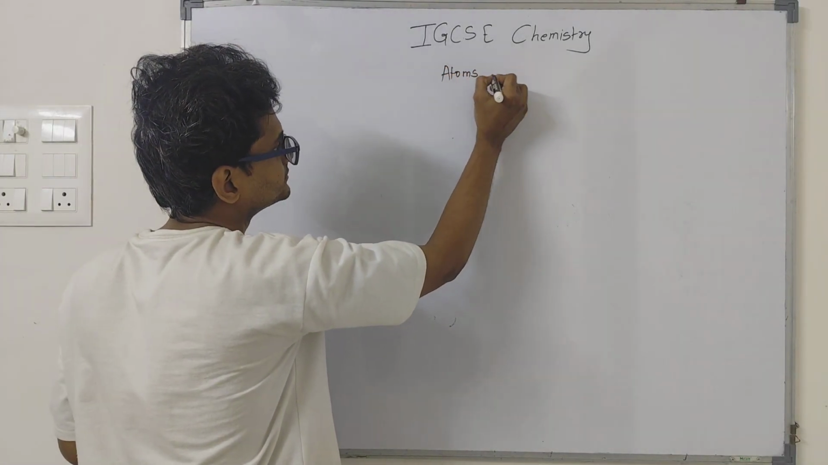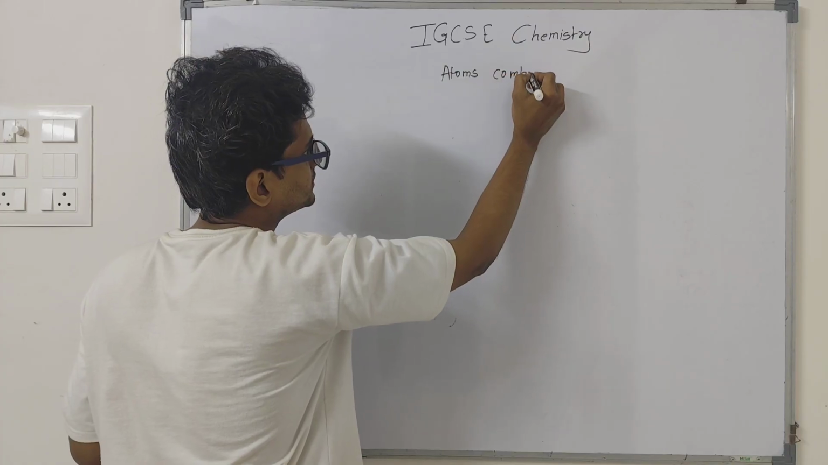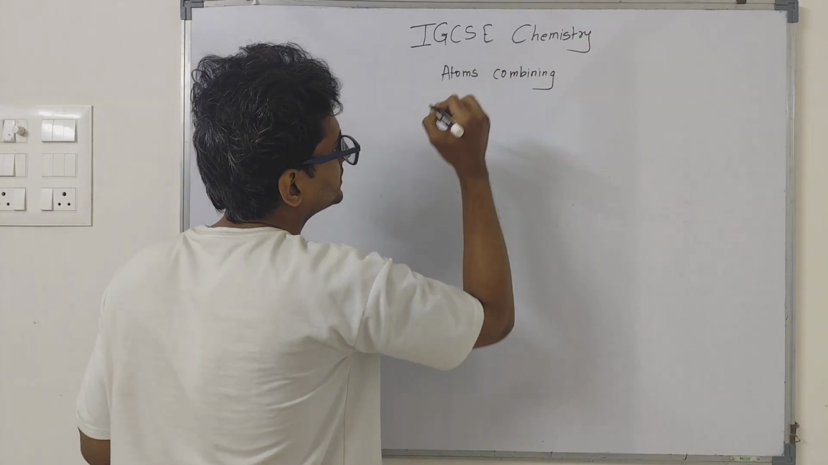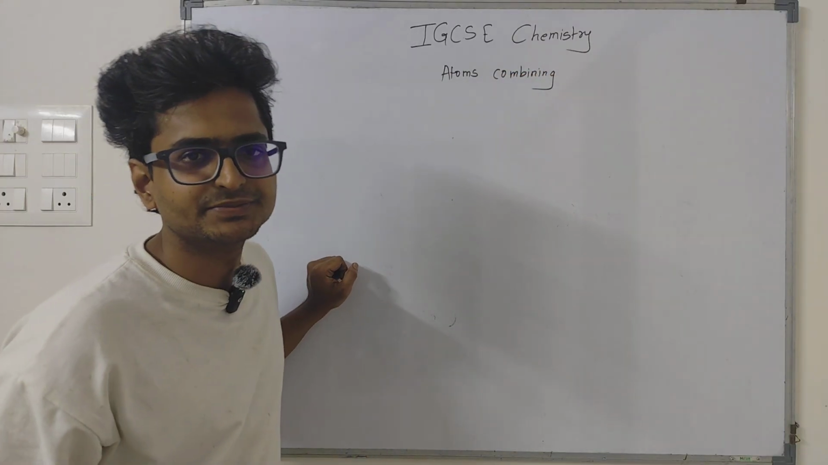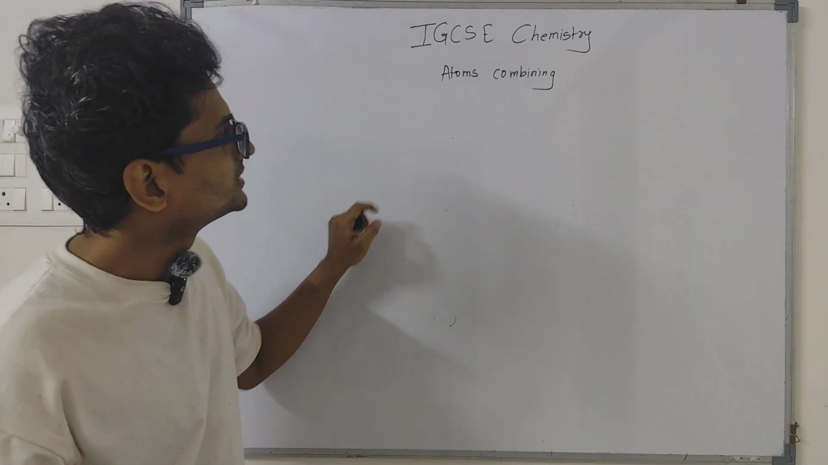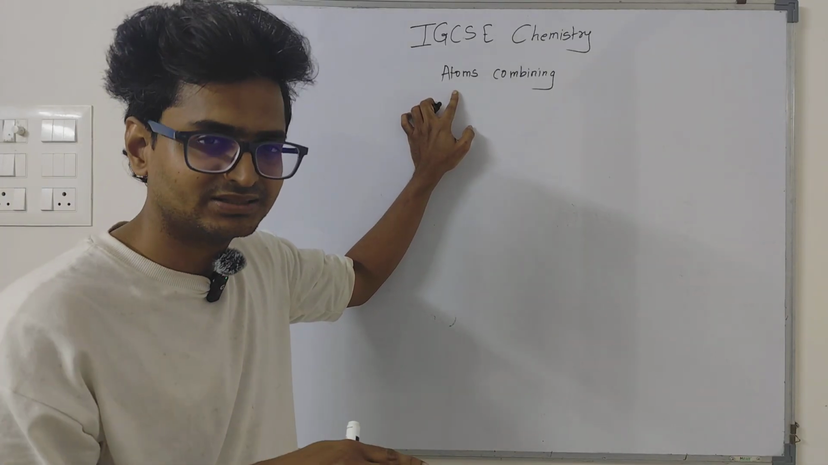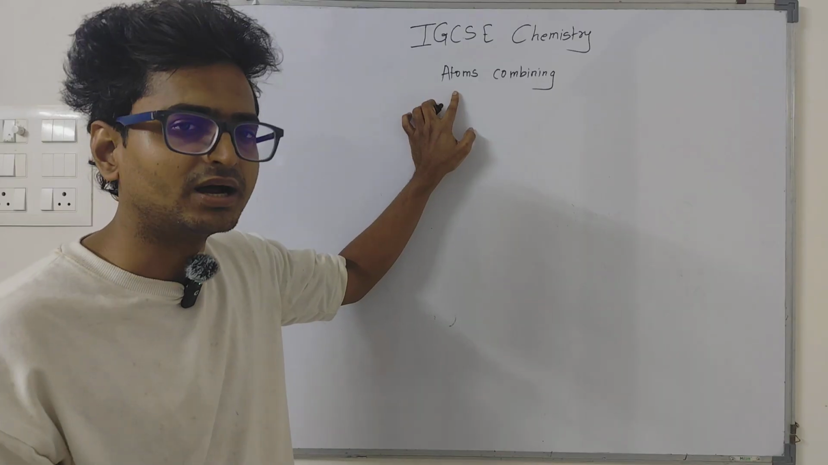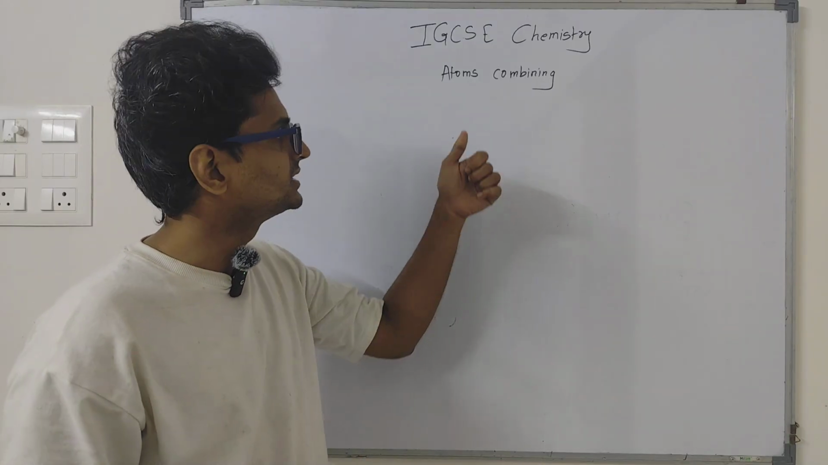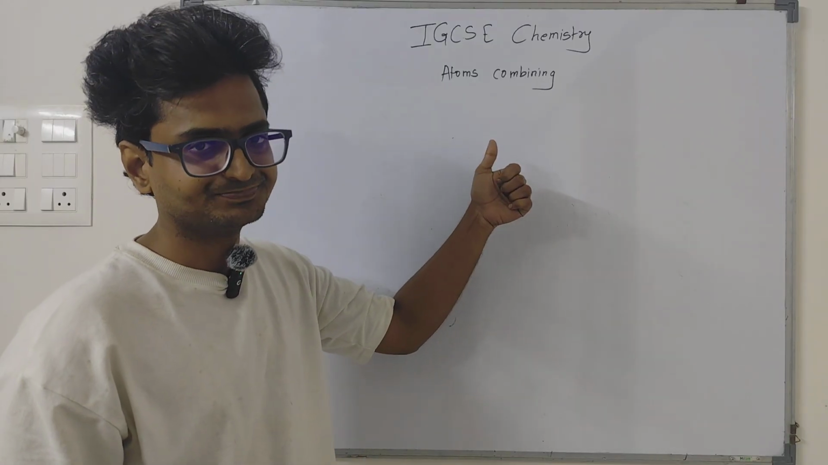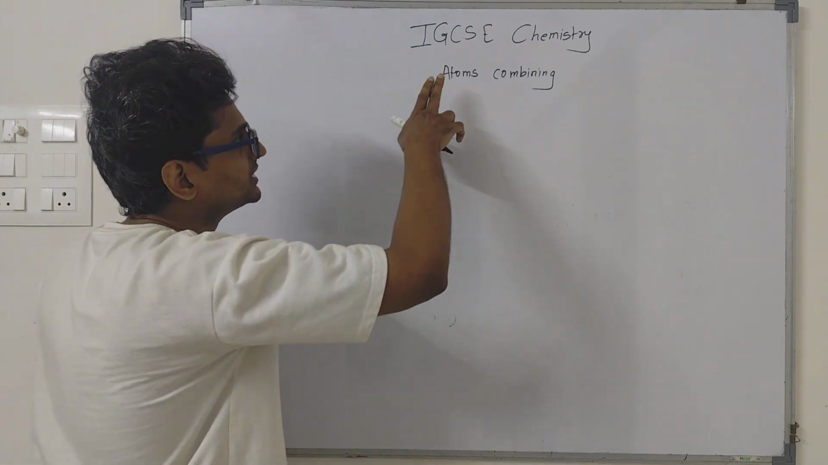Today we'll be studying IGCSE chemistry, a chapter called atoms combining. Now this is in most of the textbooks of IGCSE. This chapter is the second chapter, and mostly in 9th grade of IGCSE they start states of matter, and after that they start this. So we'll be studying this. Okay, let's go into it.